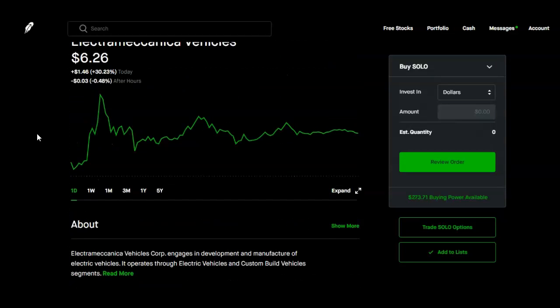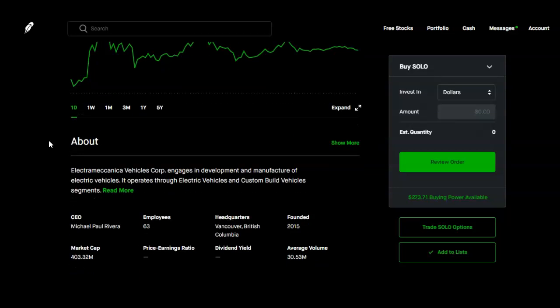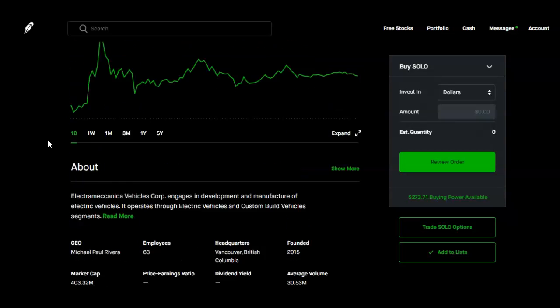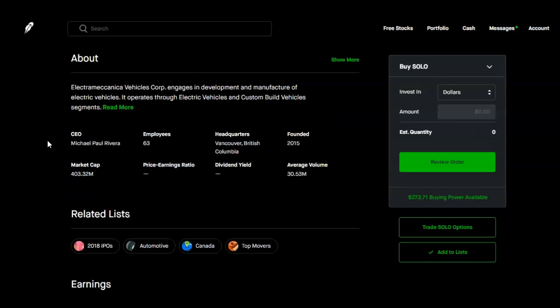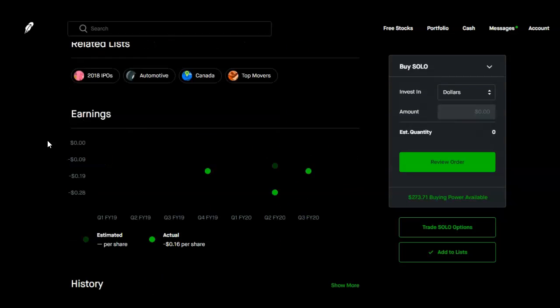Okay, so here we are in my example right now. We have Electrameccanica. This is an electric car stock based out of Canada. They're rolling out their one-seater Solo vehicle at the end of 2020 and moving on to 2021. All of these electric car stocks have been super hot. Basically after the pandemic in March, most of these stocks have gone crazy, but especially in the second half of 2020, electric car stocks are probably some of the hottest stocks in the entire market because renewable energy is just red hot right now.